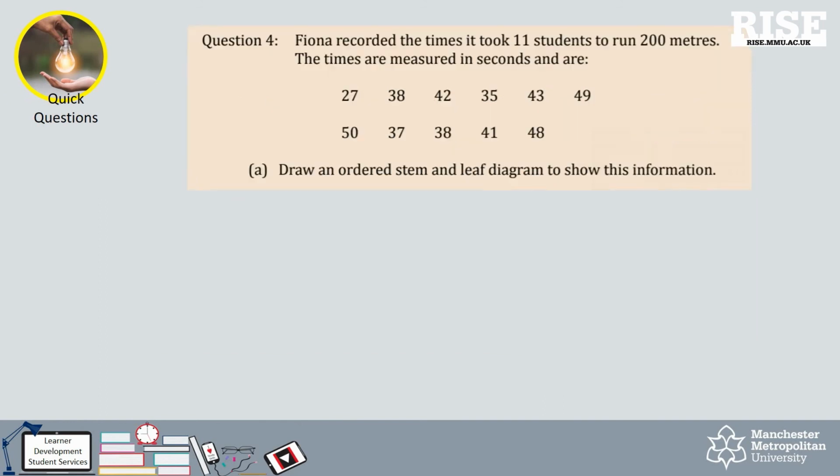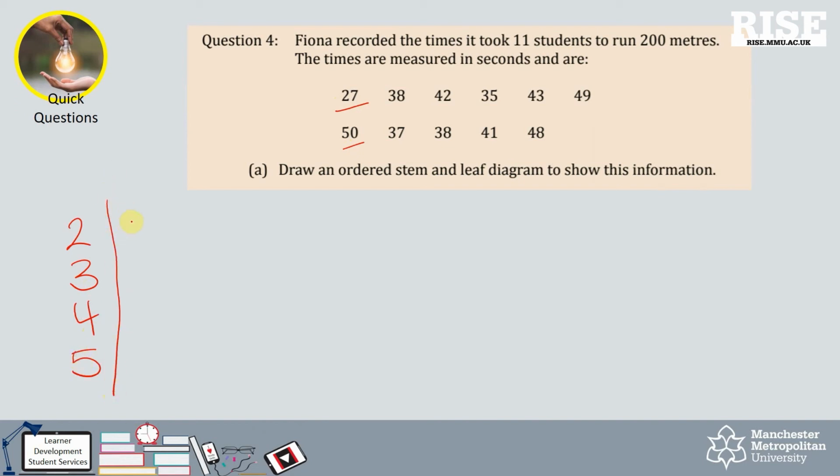Fiona recorded the times it took 11 students to run 200 metres. Here are the times measured in seconds. Draw an ordered stem and leaf diagram. I can see that the shortest time then is 27 and the longest time is 50. So I need some stems going from 2 to 5.